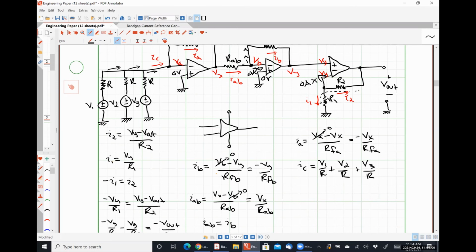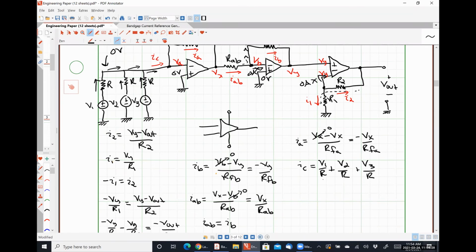So I see some perplexed looks. This voltage right here is 0 volts, right? And so if we want to find this current, it would just be V1 over R, right? Same thing here. This one's just V2 over R, and this current is V3 over R. And all of those will add together and equal IC. Okay.